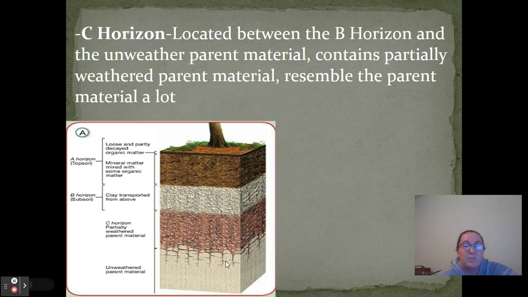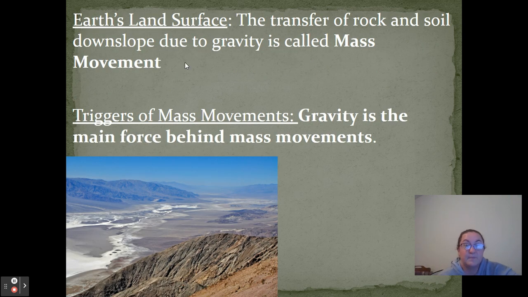C horizon is partial, part rock, part soil, not much nutrients, and then we eventually get into the bedrock. There is really not a whole lot of stuff going down here. Plants tend to stay in the A horizon, B at most. C, there are no living animals or materials.